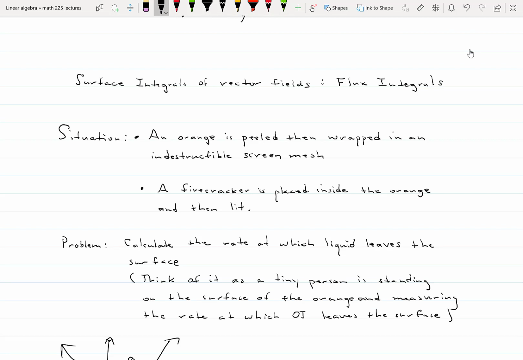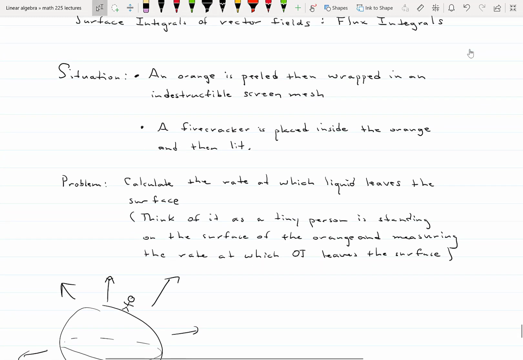Okay, so let's begin this. We're going to talk about surface integrals of vector fields, or flux integrals. Here's our situation. We have an orange. An orange is peeled and then wrapped in an indestructible screen mesh, like a screen on a window. Just wrap the orange up, but the screen cannot be destroyed. And then we're going to place a firecracker inside the orange and light it.